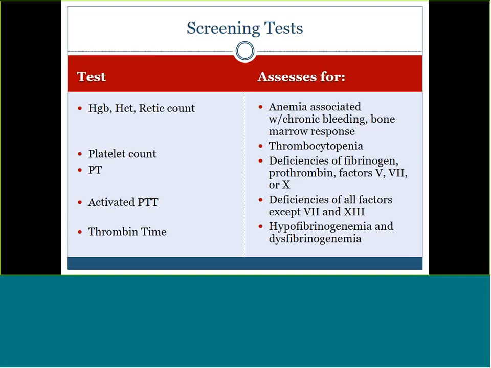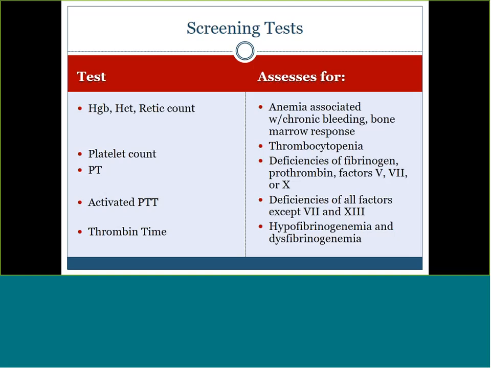PT, remember, the prothrombin time is looking at the extrinsic pathway. The extrinsic pathway includes factors 7, 10, 5, 2, 1. I listed it a little differently there, but that's basically the pathway in order: 7, 10, 5, 2, 1. The APTT, or activated PTT, is looking at the intrinsic pathway, which is basically all of them except 7 and 13.